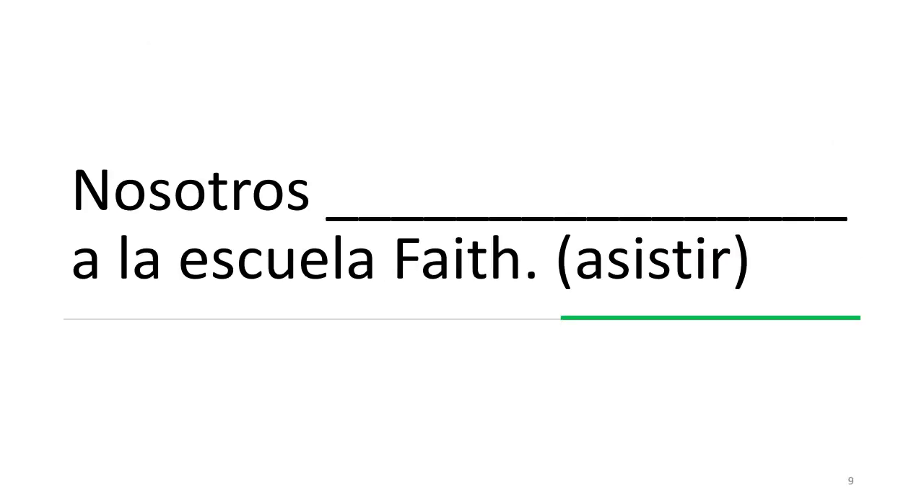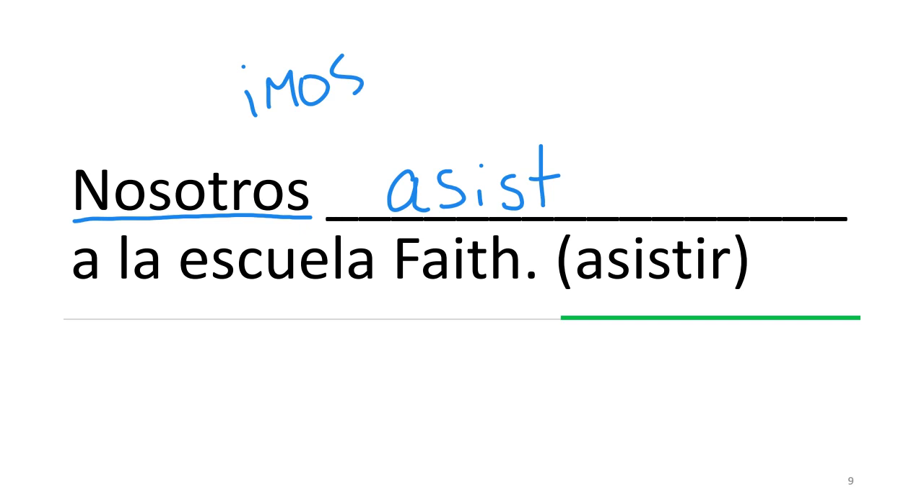For this next one, we've got nosotros asistir a la escuela Faith. We'll go ahead and take off the ending. So we've got that in the blank. We look at our subject, which is nosotros, and we should know that the proper ending to put on here, since it's an IR verb and our subject is nosotros, we need to add an emos. So we end up with nosotros asistimos a la escuela Faith. We attend Faith School.